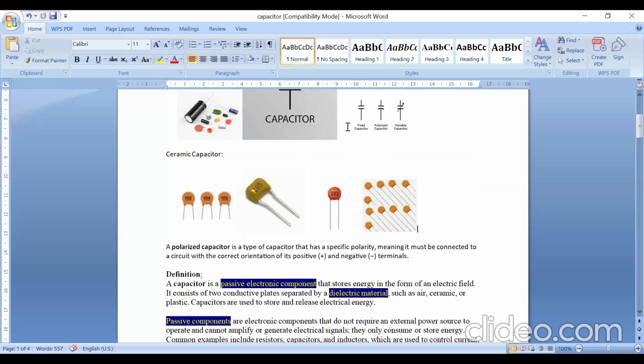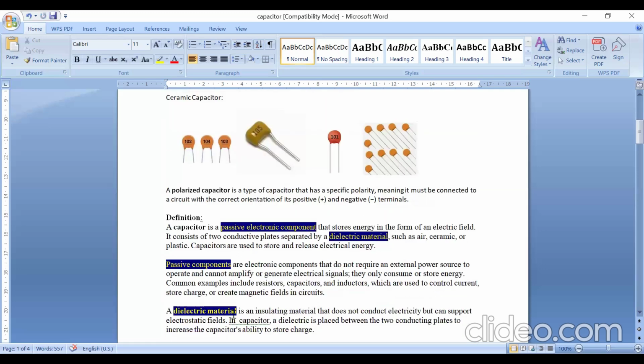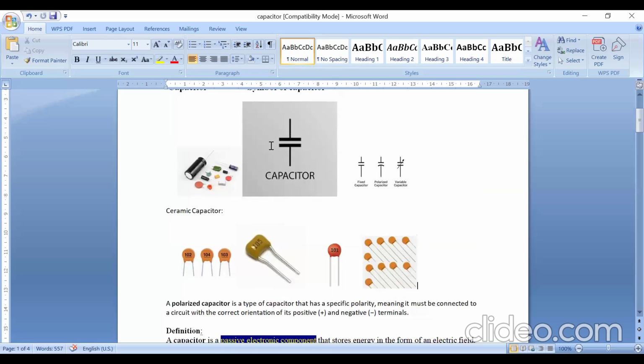So what is dielectric material? Dielectric material is nothing but an insulating material. It does not conduct electricity, but it can support an electrostatic field. In a capacitor, the dielectric is placed between two conducting plates. Why is the dielectric material used? In order to increase the capacitor's ability to store charge. So the capacitor will store the charge.